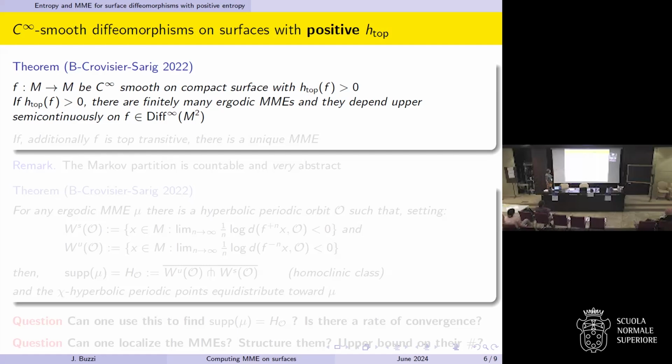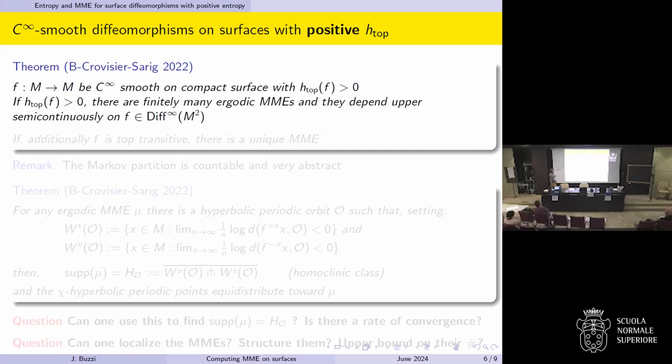This one is simpler, at least for me, so I say it like this. As I said, there are finitely many of them, and we have some information about them. Not a lot, but still. One good thing is that you have semi-continuity with respect to the diffeomorphism. This means, for instance, that the number of ergodic MMEs is upper semi-continuous. When you perturb the map, it can only drop.